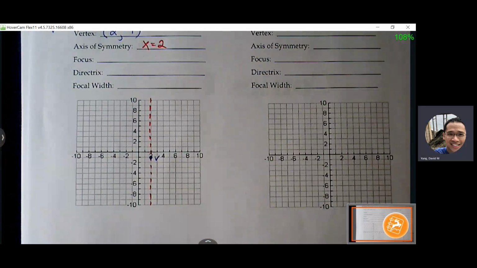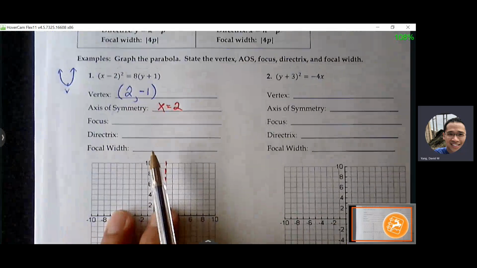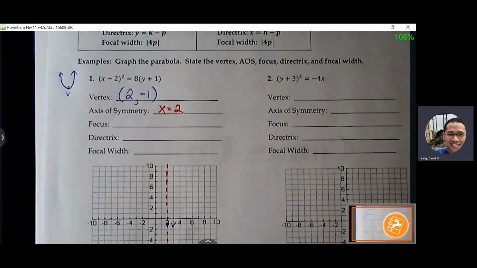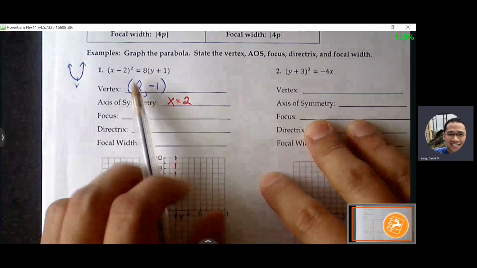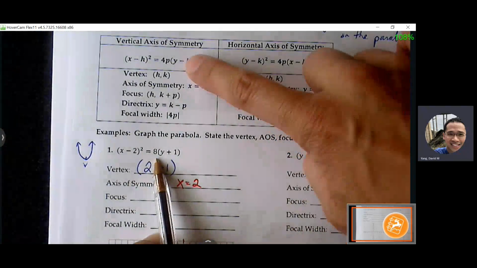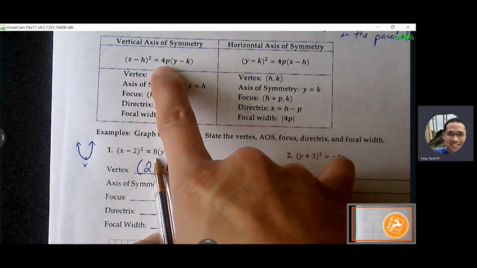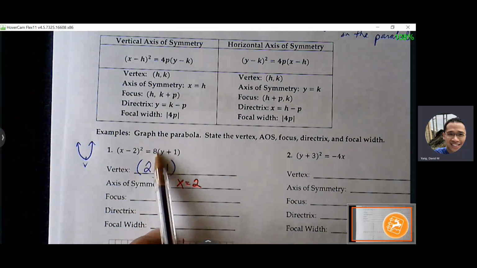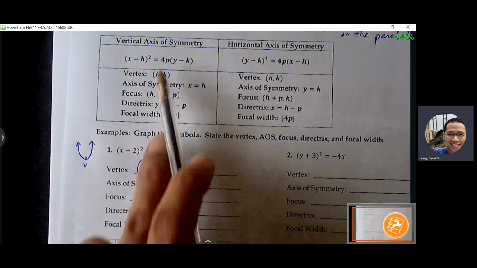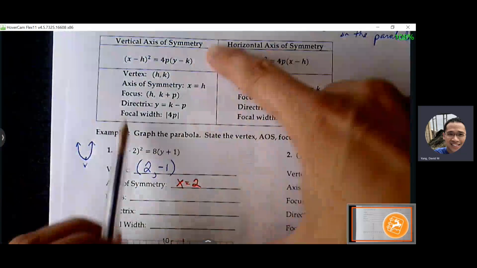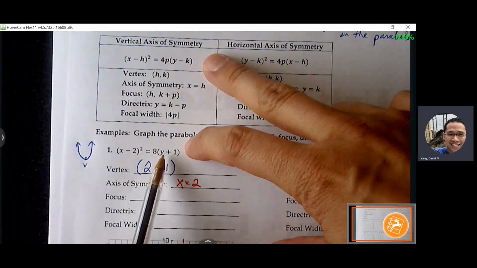All right, focus. Now, your focus is always going to be coming from your p-value. So how do we find that p-value? If you look at this 8, that is the same location as that 4p. Basically, if we want to find our p-value, we always set whatever's in front of the parentheses equal to 4p. You see how everything matches up here? (x - h)² = 4p(y + 1).